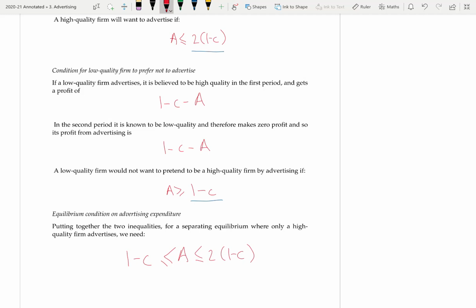So as long as the quantity A is high enough but not too high, the high quality firm will want to advertise, the low quality firm will not want to advertise, given the beliefs that any firm advertising at a level A is high quality. So for A in this range, we have a separating equilibrium where the beliefs of the consumers are consistent with the optimal actions of the firms, and advertising is able to signal quality.